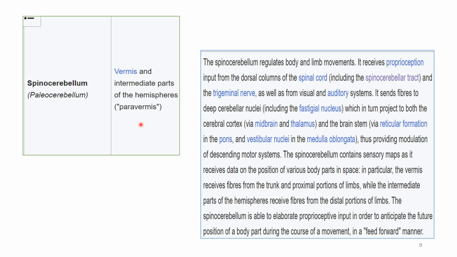Then coming to the spinocerebellum, which is also called the paleocerebellum. It includes the vermis and the intermediate parts of the hemisphere, that is the paravermis. The vermis and paravermis are included in the spinocerebellum. It's nothing but the paleocerebellum.